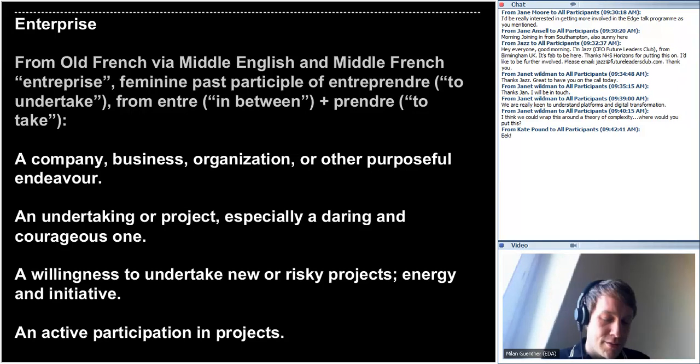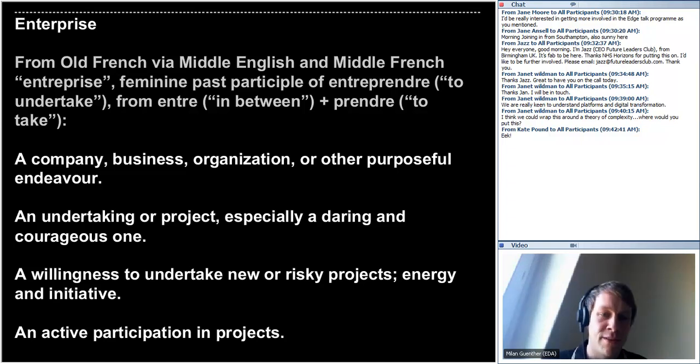Just one clarification: when we say enterprise design, it's important to say what we mean by that term. The term has been around a while. It comes from French, from entreprendre. And we like the second dictionary definition: an undertaking or project, especially daring or courageous; willingness to undertake a risky new project; energy, initiative, active participation.